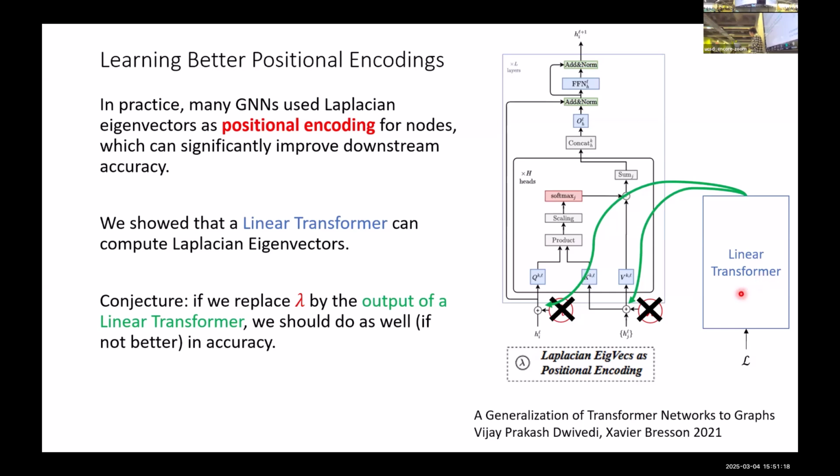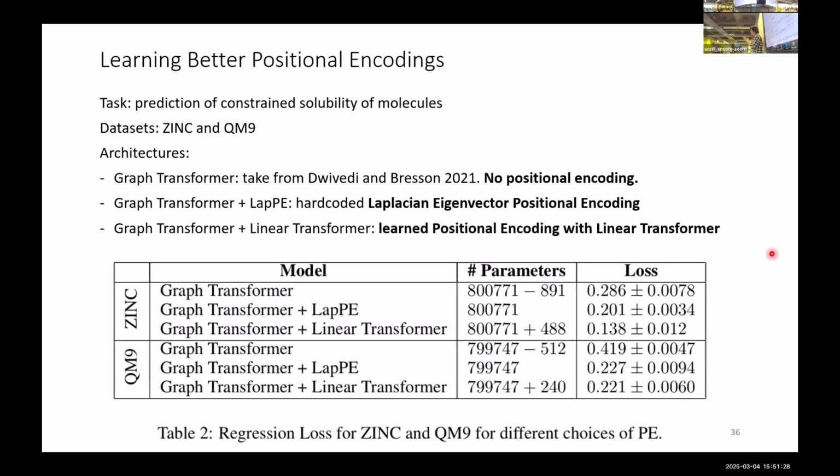So here's the diagram. We take out the explicit positional encoding and replace it by the output of the linear transformer. And so the task was to predict the constrained solubility of molecules on two datasets, ZINC and QM9, which are very commonly used benchmarks. And we consider three kinds of architecture.